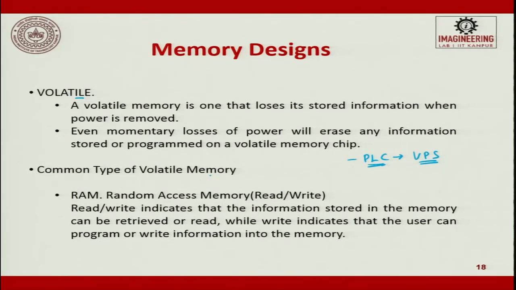Common types of volatile memory are RAM, which is random access memory. Read write indicates that the information stored in the memory can be retrieved or read, while write indicates the user can program or write information into the memory. So, this read write provision is given in the RAM.